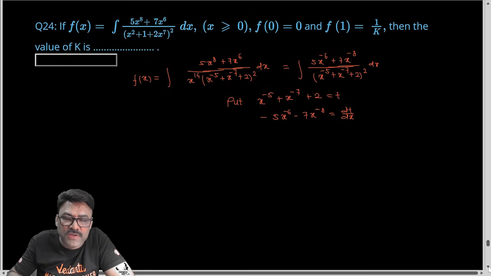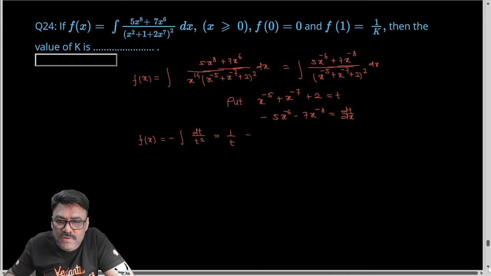So hence your integration f(x) becomes minus dt over t square. It is dt over t square. Integrate it, so it is 1 by t. And t is what? So it is 1 by x raised to minus 5 plus x raised to minus 7 plus 2, and of course plus c.